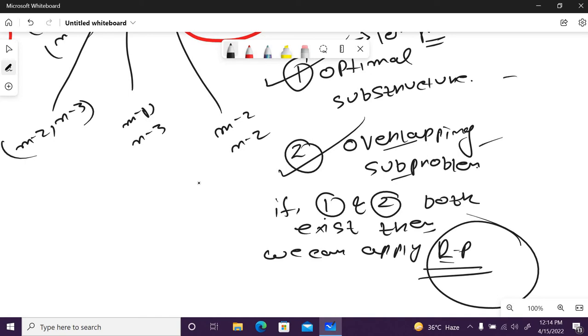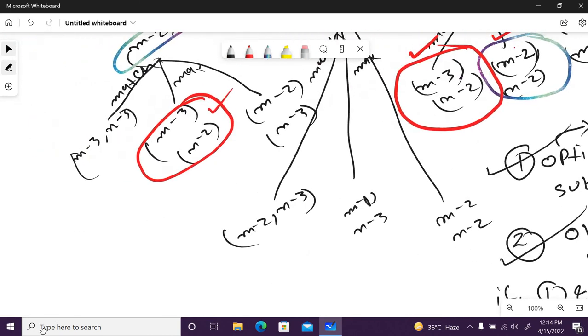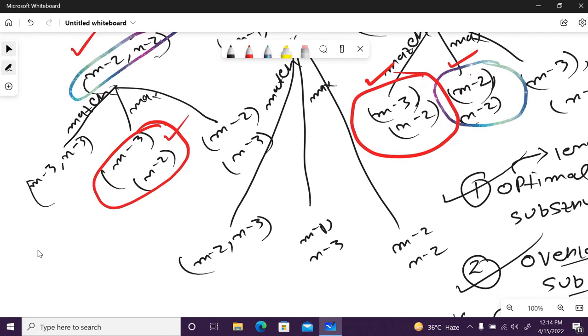So dynamic programming means every repeated problem I have to store somewhere, and then it will be used if the same problem happens in future. If the same problem happens, then whatever value it has, I will take it from the array. We know about dynamic programming, right? So I can use dynamic programming here.